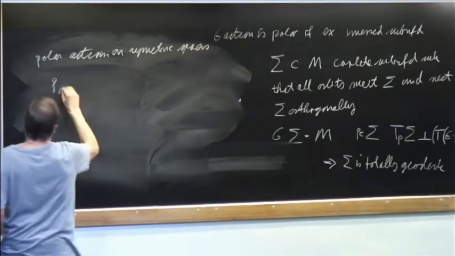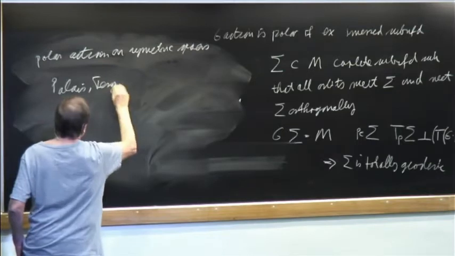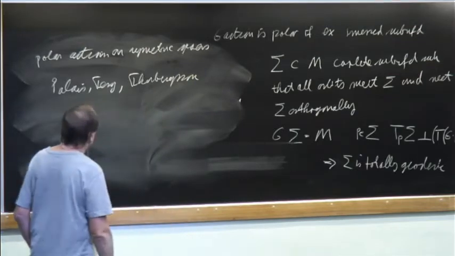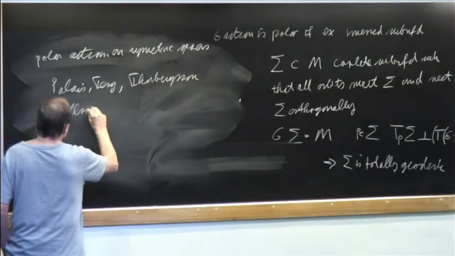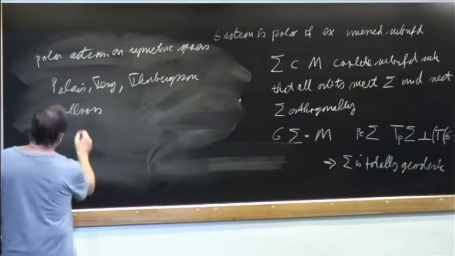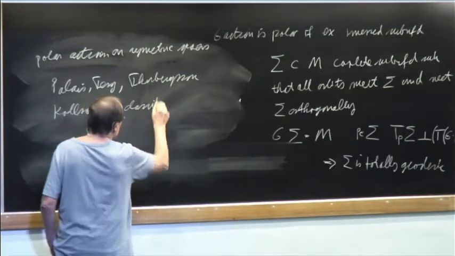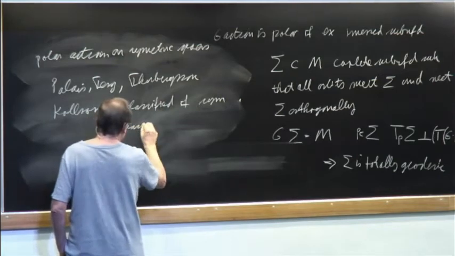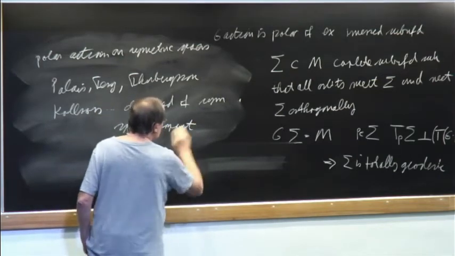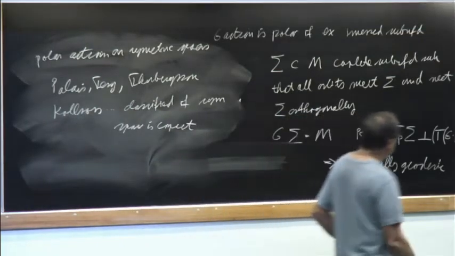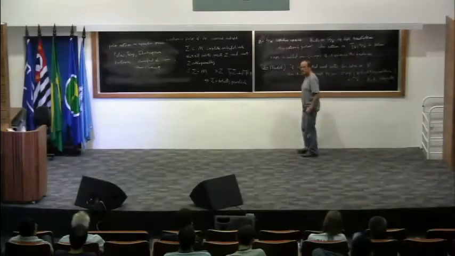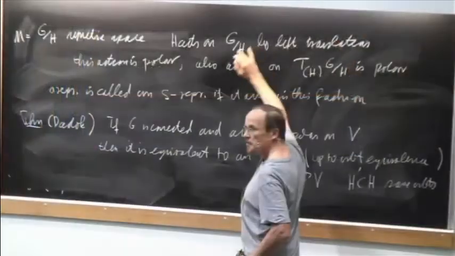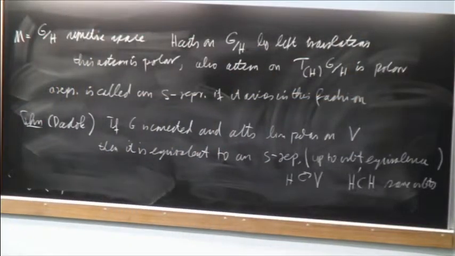So I mentioned a few names, Palais and Terng, Thorbergsson, and Kollross, and some other names I'm sure I'm forgetting. But Kollross eventually classified these if the symmetric space is compact. So one knows what they all look like, if they are polar with respect to the symmetric space metric on your manifold. Many of them look like this action right here, but there are also other types of actions of a similar type which are polar. But they're classified.